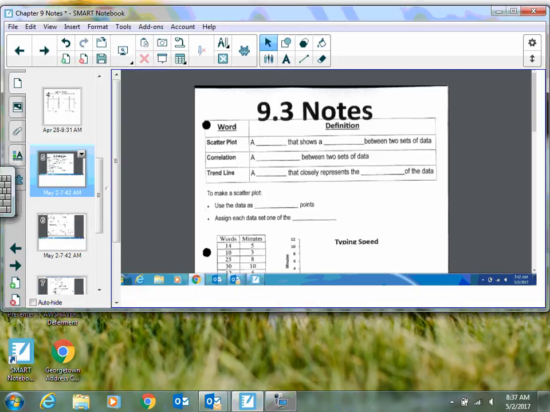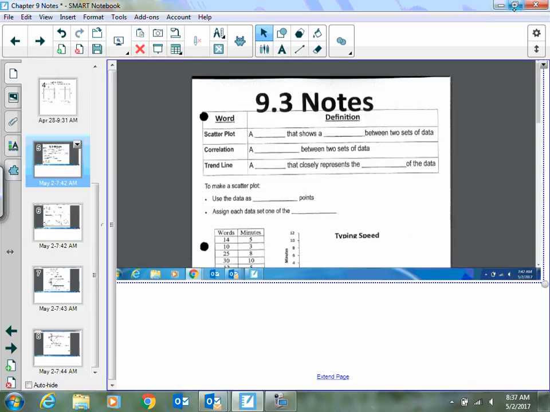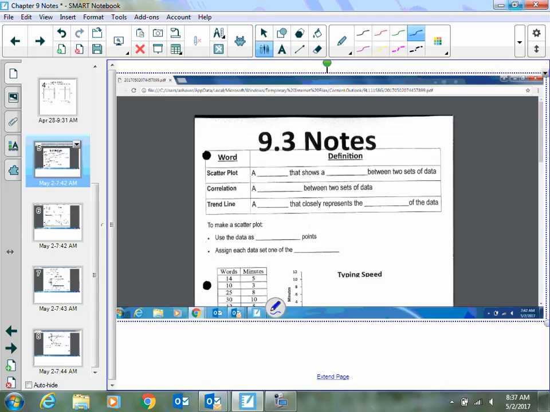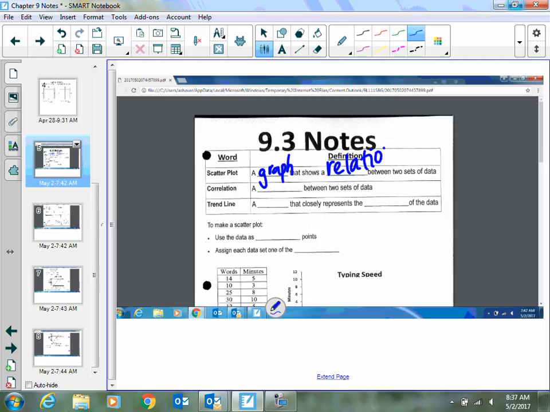Today we're looking at scatter plots. Okay, so a scatter plot is a graph that shows a relationship between two sets of points, or two sets of data.